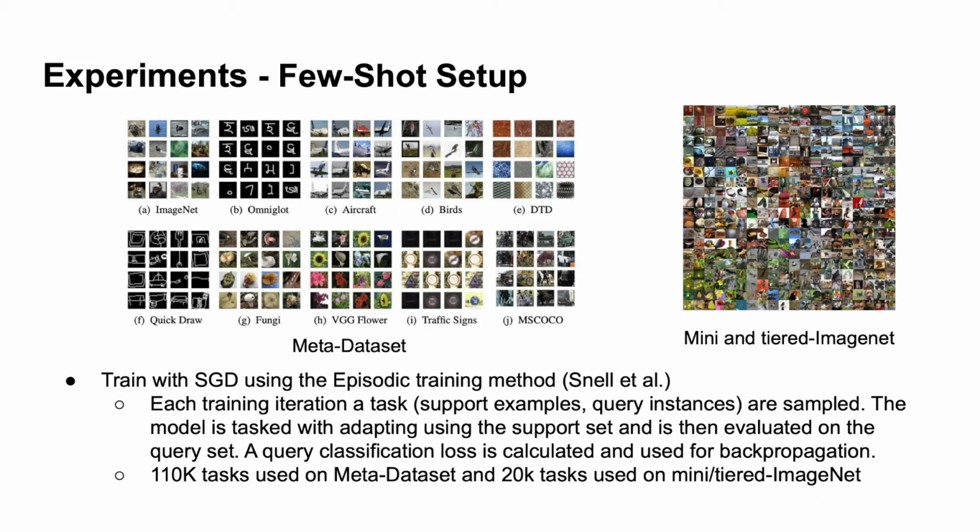And during training time, we sample tasks from these classes, few-shot learning tasks where you have few examples for those tasks. And then we evaluate the model on the query examples that have also been sampled, and we use the classification loss to backpropagate and learn the network. And in terms of training, we train on the Meta-Dataset for around 110,000 tasks and around 20,000 tasks on mini and tiered ImageNet.